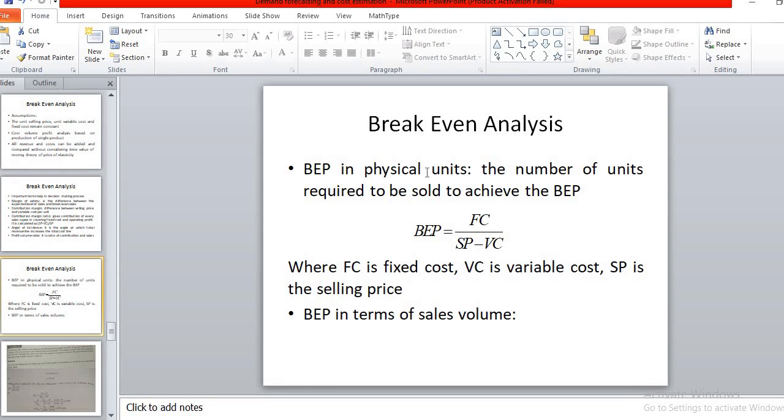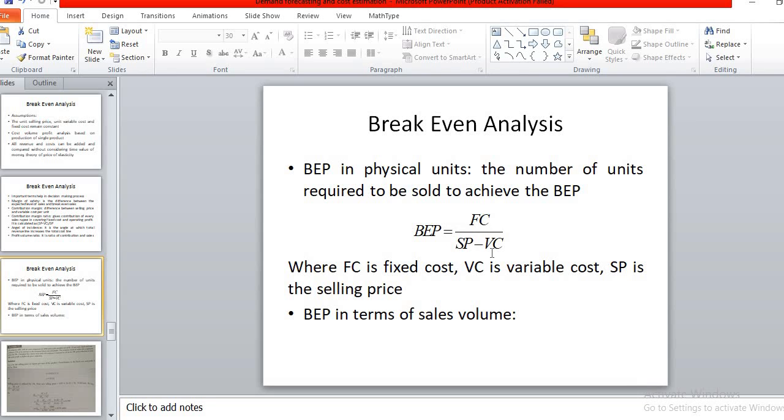And at this break-even point there is no profit and there is no loss. And this we can write down in terms of the physical units. So this break-even point is fixed cost divided by selling price minus variable cost.